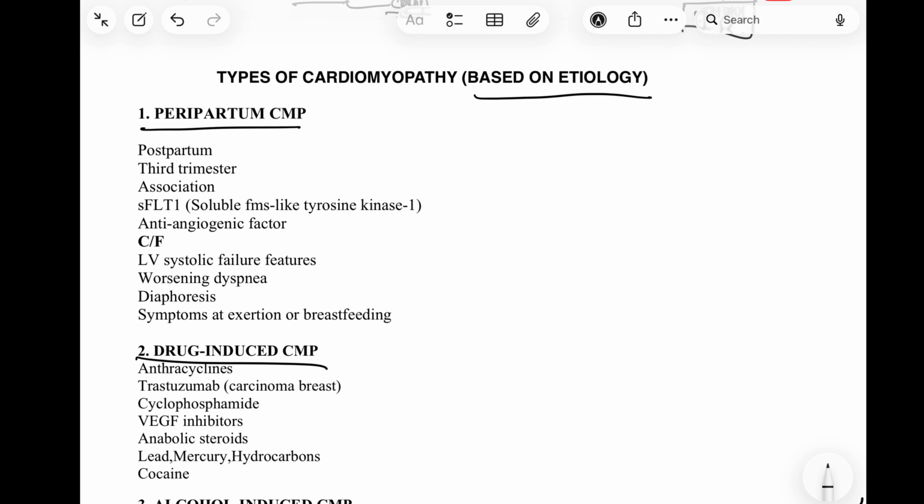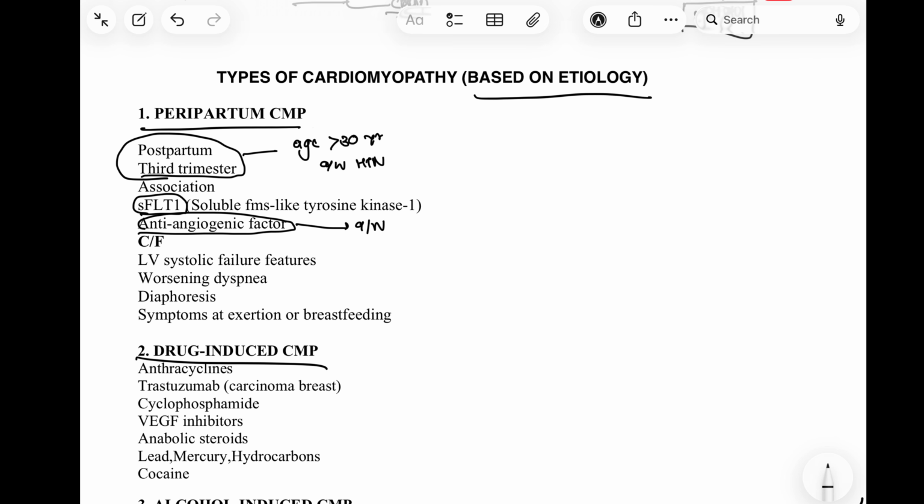The first one is peripartum cardiomyopathy. The meaning lies in the name itself, and it is postpartum, that is after delivery, or within the third trimester. So it occurs at postpartum or third trimester. It is usually associated with age more than 30, right? And most of the time it also has an association with hypertension. Now there is a routine question, or we can say a high yield point, about sFLT1. sFLT1 is an anti-angiogenic factor, and it is associated with peripartum CMP, right?